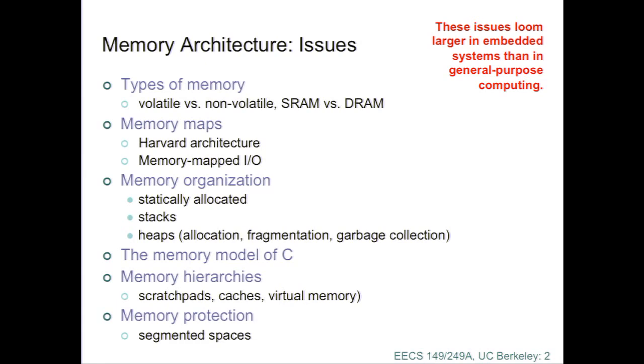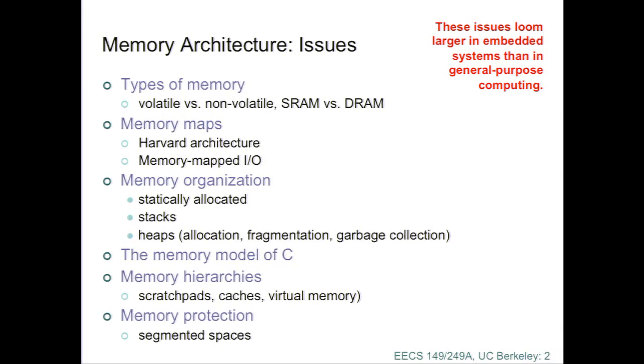So a few of the issues that we're going to look at are types of memory. What does it mean to have volatile versus non-volatile memories? What are the consequences of that? How does the logical address space for memory relate to the physical address space? Where is stuff stored, and how are you getting to it? Okay, is the issue there.